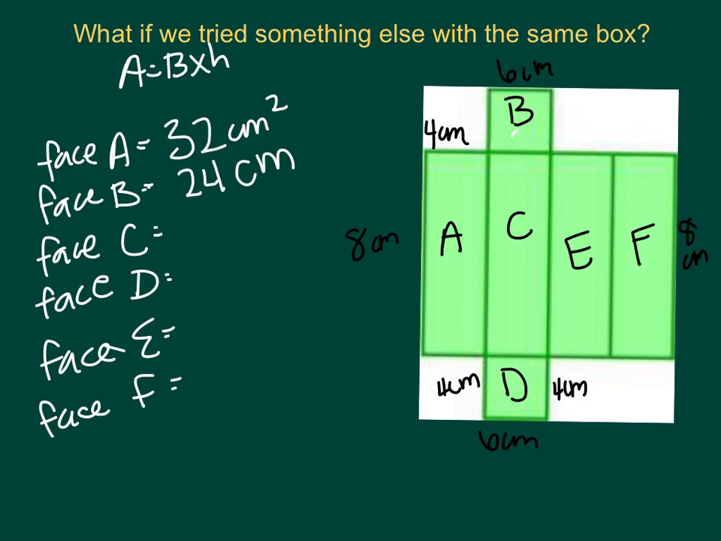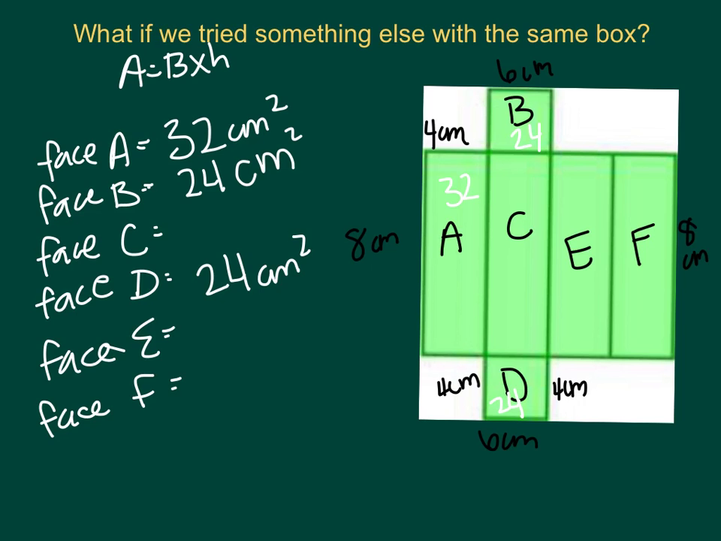Now I want you to think, is base D the same as base B? It is, because if I do base times height down here, 4 times 6, base D will also be 24. Okay? I'll make sure I do my squared up here.